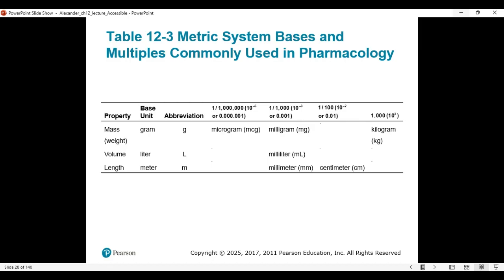Here are some common terms. Weight or mass is going to be grams. And then we look at micrograms, which is 1/1000th of a gram. I'm sorry, 1/1 millionth. And then milligrams is 1/1000th. Then we go on the other side. A kilogram is 1,000 grams. And so on for liters. We talk about milliliters. And when we're talking about meters, it's millimeters or centimeters. Like I said, we'll go into more detail on this in the next section.